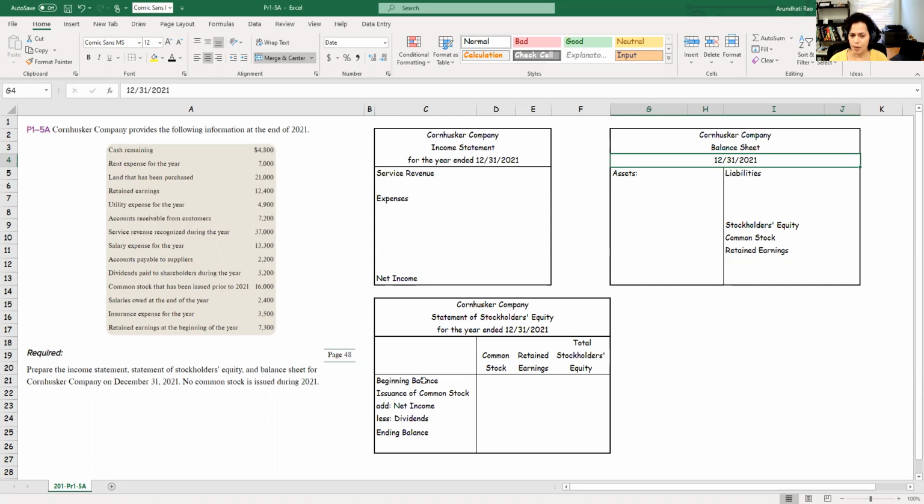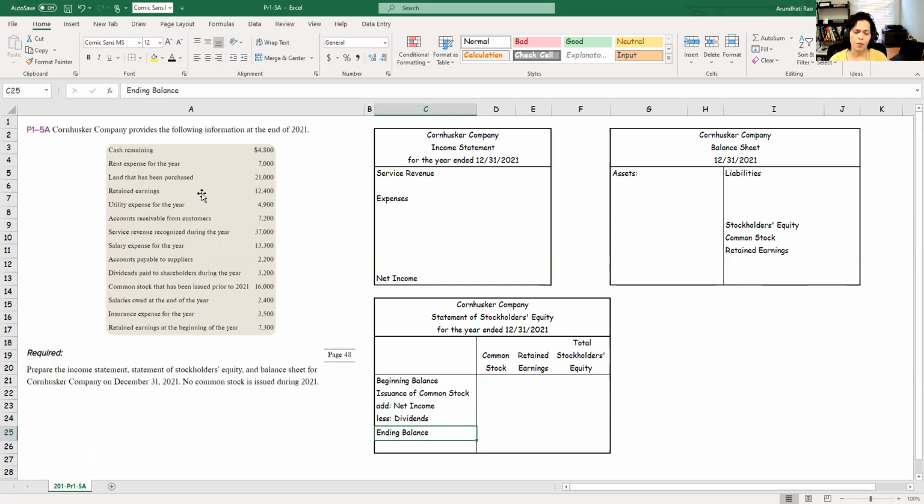You have in the statement beginning balance, add any additional common stock issued. Add net income. We are assuming it's a profit, so you're adding. If it's a loss, you'll subtract. Subtract dividends paid out, that is, if any dividends were issued by the company, and that gives you the ending balance. Those ending balances are the numbers you're going to bring over here.